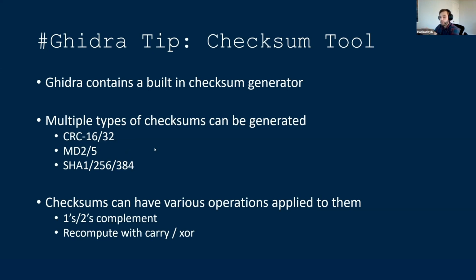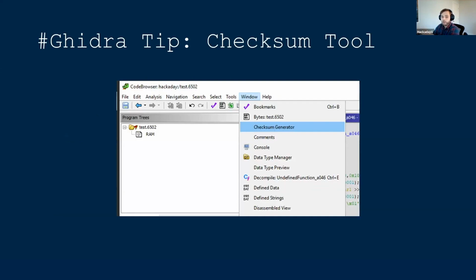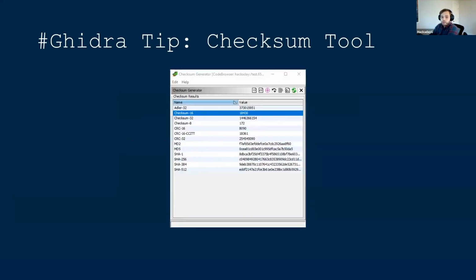So again, with the checksum generator, there's all kinds of options you can apply to the checksums, and to open that, you just click Window and then Checksum Generator. Some of you may have already seen this before. I just wanted to go through it because this is sometimes a useful tool if you're looking at firmware images or things from an embedded system. This is the checksum window, and you can see we've got all kinds of different checksums that it includes by default. You could of course add your own if you wanted to.